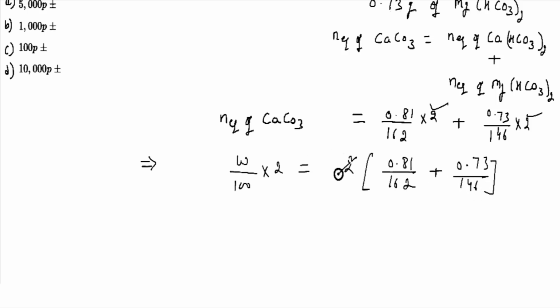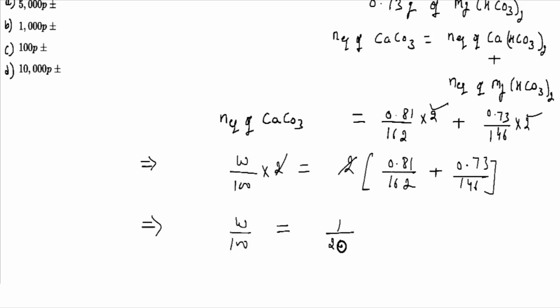So here the 2s cancel out. I can write W divided by 100 is equal to, and it becomes 1 divided by 200.